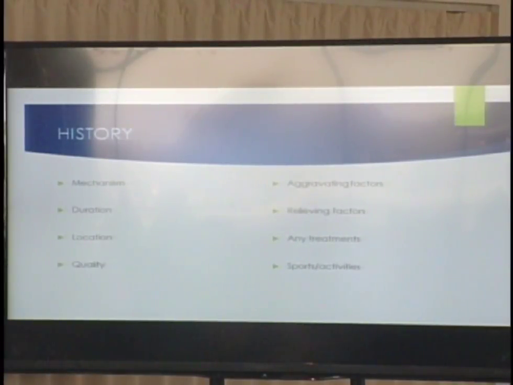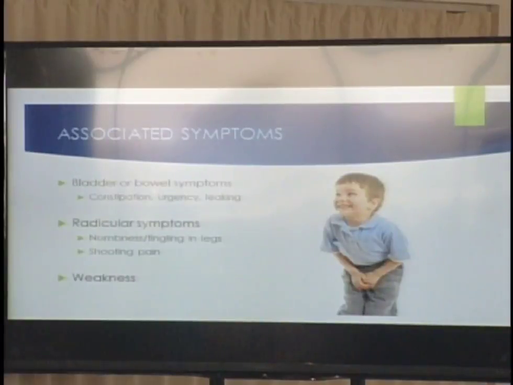So like anything, the history, we ask about the mechanism. You know, you can see all this up on the slide here: duration, quality, what makes it worse, what makes it better, those types of things. I think most of us, if not all of us in this room, are capable of doing that. Associated symptoms, though, we always ask about bladder or bowel symptoms. Constipation, urgency, they're 10 years old and they're still having some bedwetting problems, or maybe it's a newer problem like that. And if you don't ask, and sometimes it takes a few questions to get them to open up to talk about that, because it's not something that everybody wants to admit to.